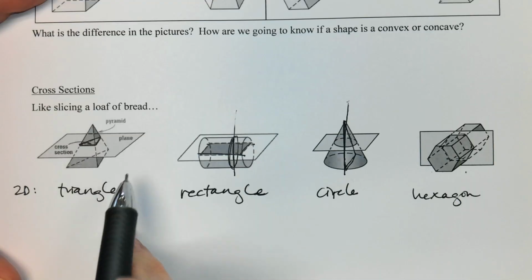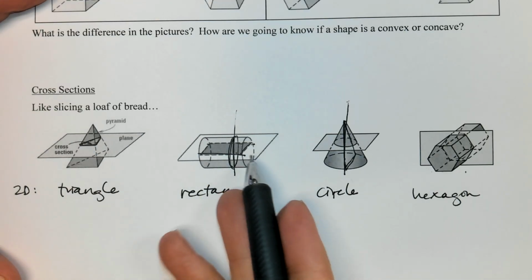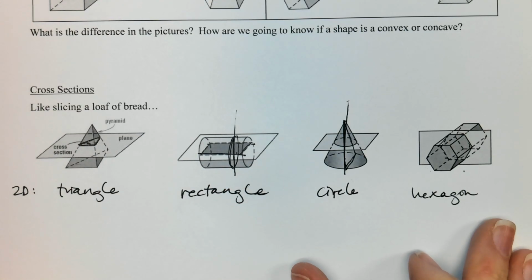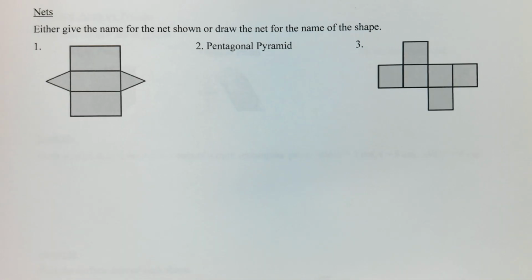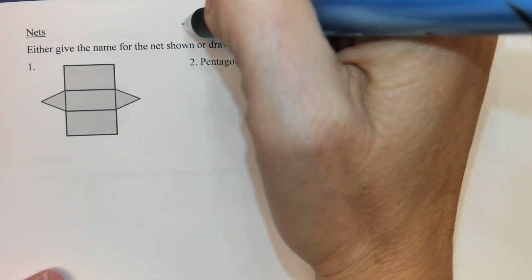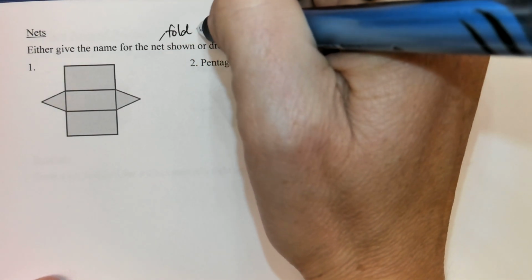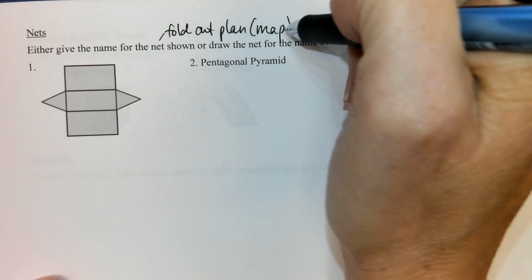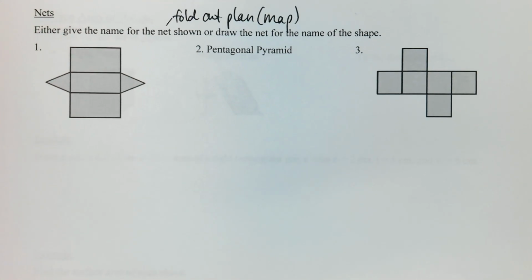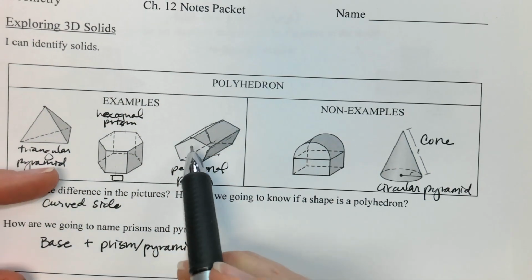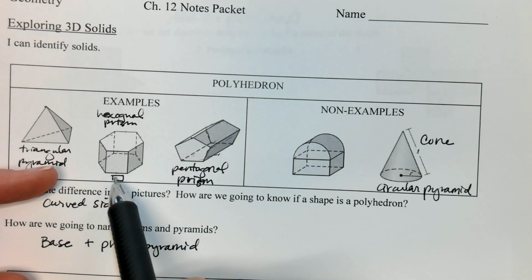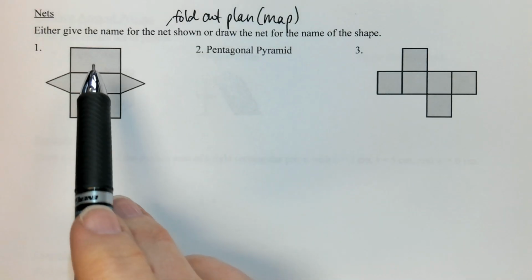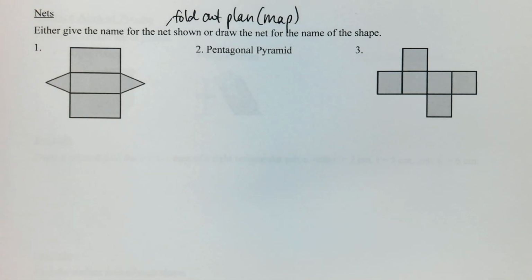Again, usually when we do them, we'll give you the picture as it's being cut into the shape. The last thing we're going to talk about is something called a net. And a net is just like the fold out plan. It's kind of like the map for the shape. So any one of these shapes, we could cut it apart and then lay out all of the pieces. And that's what a net is. A net is all of the pieces that it would take to fold up and make a shape.